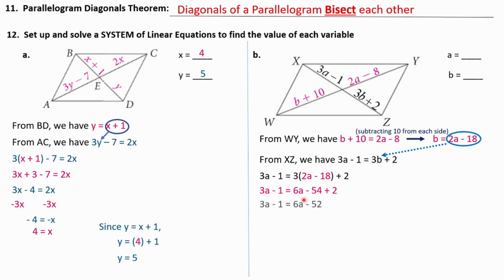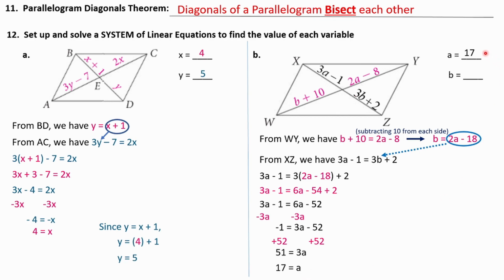Combining like terms on the right, I get 6a minus 52. Still 3a minus 1 on the left. Next, if I subtract 3a from both sides, I'm going to get negative 1 on the left, 3a minus 52 on the right. Add 52 to each side. My goal again is to isolate this variable a. I'm left over with 51 on the left and 3a on the right. And then finally, if I divide by 3, I get a is equal to 17.